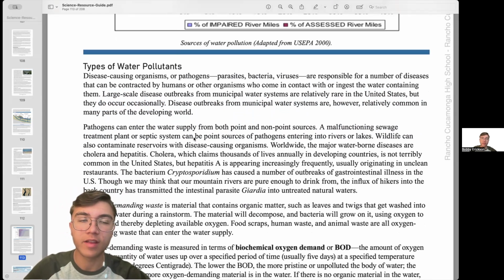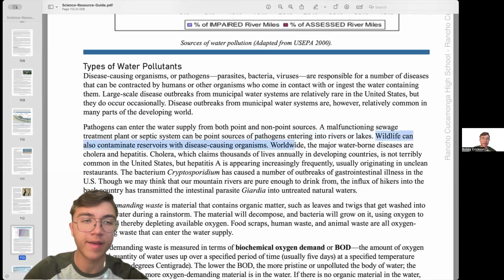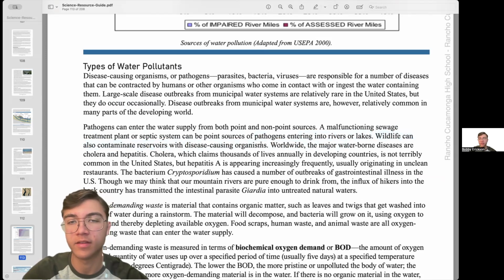Now, pathogens can come from both point and non-point sources. For example, a sewage treatment plant or septic system means pathogens going into rivers or lakes. Wildlife can also contaminate those reservoirs with disease-causing organisms. So, wildlife that has the disease can go into the reservoirs and therefore bring the disease into the reservoirs. Some of the major waterborne diseases are cholera and hepatitis. If you may be tested on which diseases are waterborne, it's cholera and hepatitis.